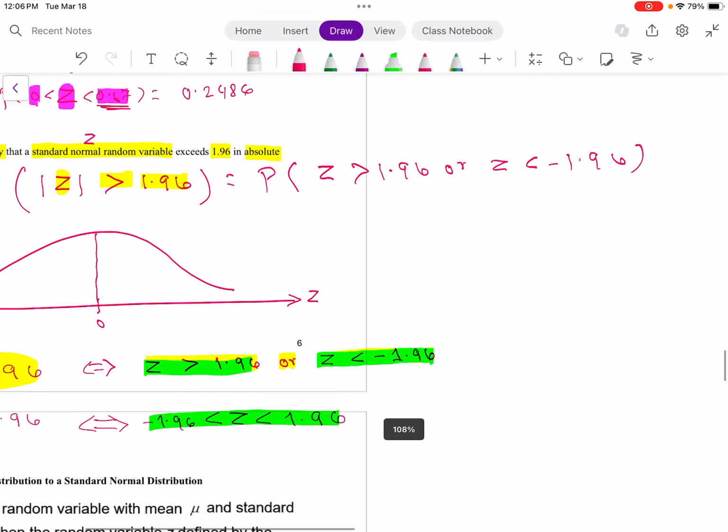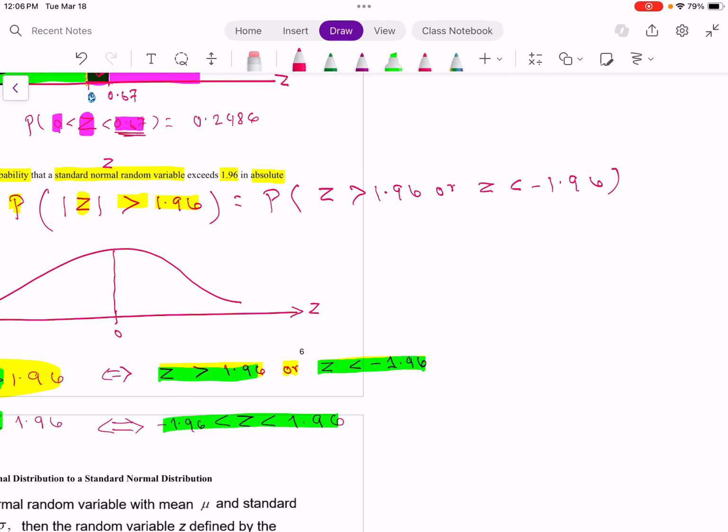Does anyone have any question up to here? Now here we have an OR. What does it mean here? How do we find the probability of g greater than 1.96 or g less than negative 1.96? OR is union, right? So this is the probability of g greater than 1.96 plus the probability that g is less than negative 1.96.